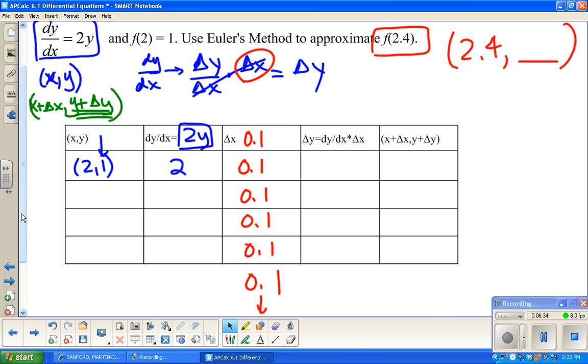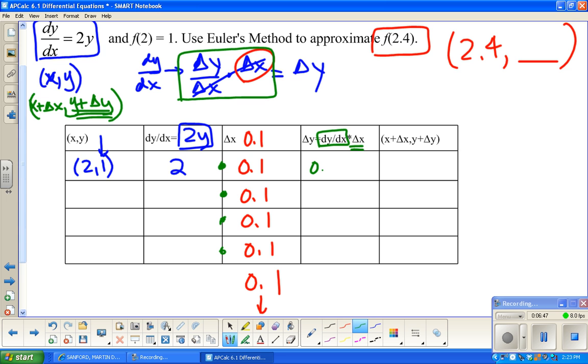Now what this next column says is we're going to do the derivative times the change in x. So 2 times 0.1 is 0.2. We've got some high-tech math going on here. Now the new x value is going to be 2 plus the change in x, so this is 2.1. And my new y value is going to be the old y value plus the change in y, so 1.2. And then we're going to do it again.